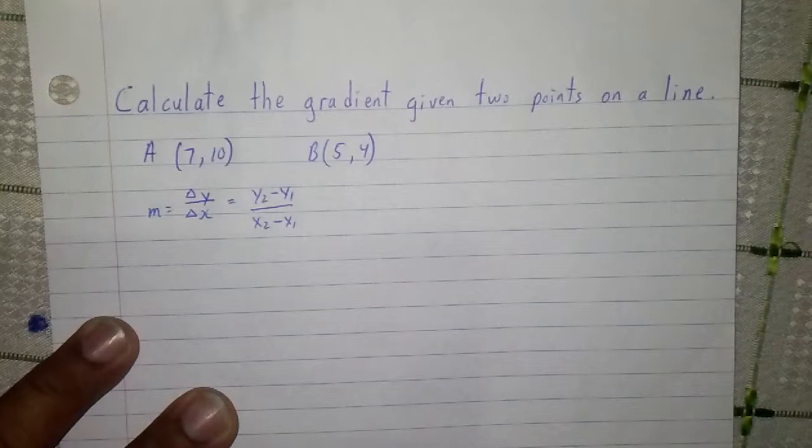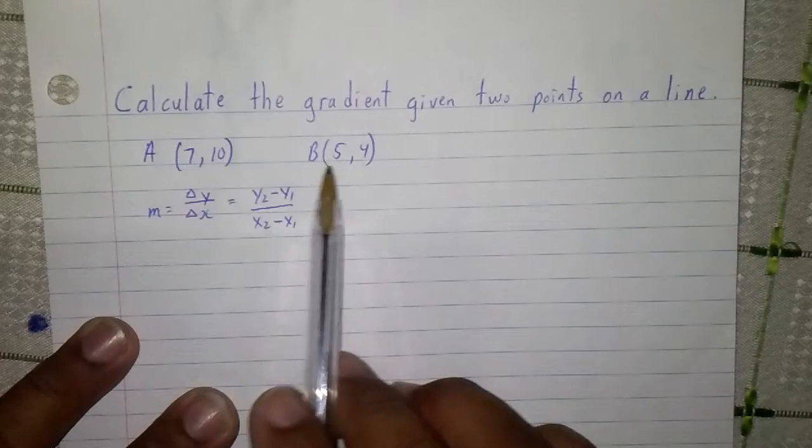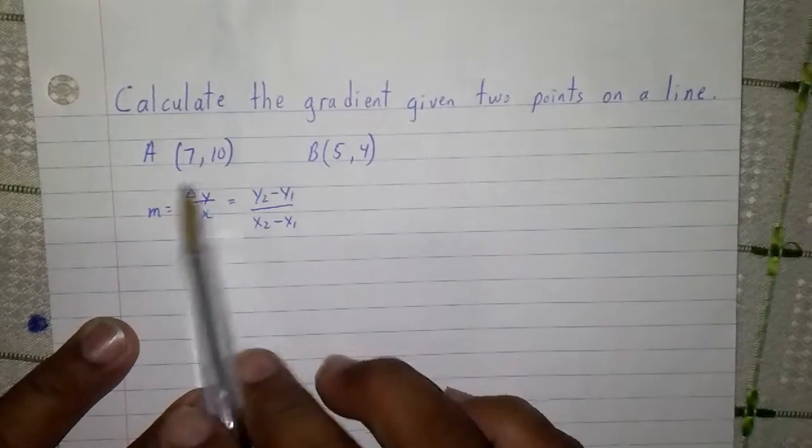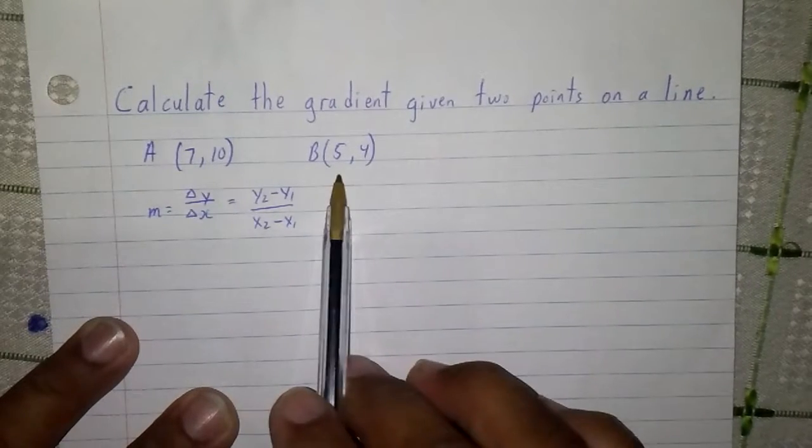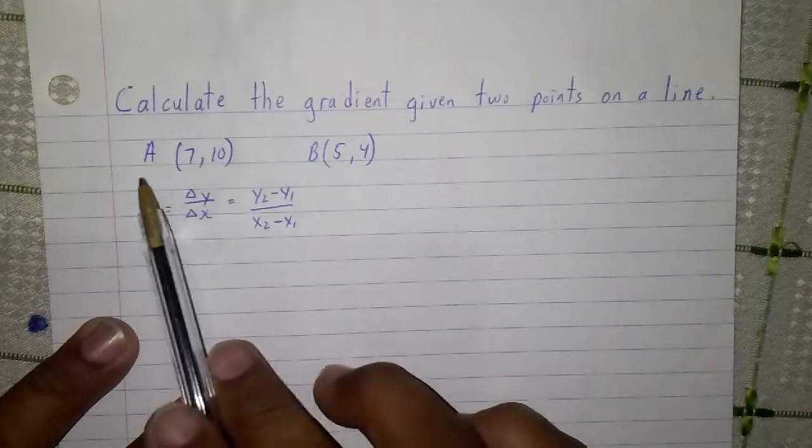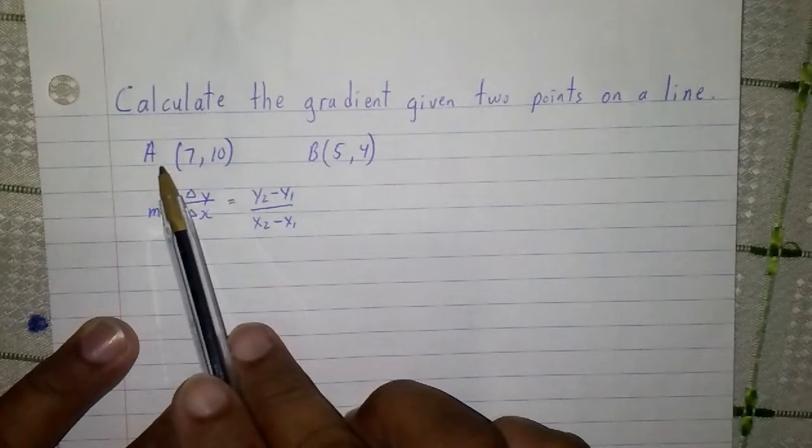Now what is x2 and x1, y2, y1? Well, it's just a label to the points given. Since A is the first point and B is the second point, any one of these 2 points could have been called the first or the second. But since we know A comes before B, we'll take this to be the first point.